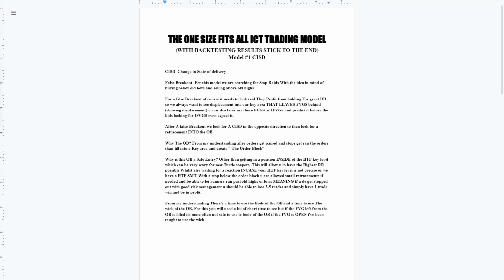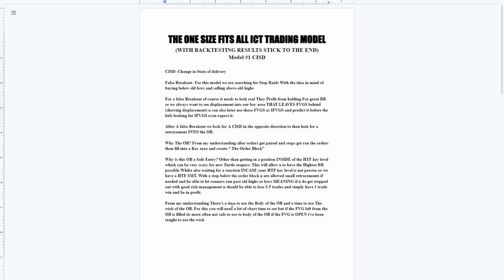And this means if you do get stopped out with good risk management, you should be able to lose at least 3 to 5 trades and simply have one trade that will make up all the profit from those 3 to 5 losses. And you don't want to trade in mind of making those losses back, but you want to trade in mind of each trade being independent and its own trade, right?